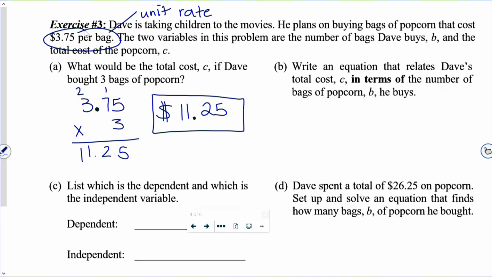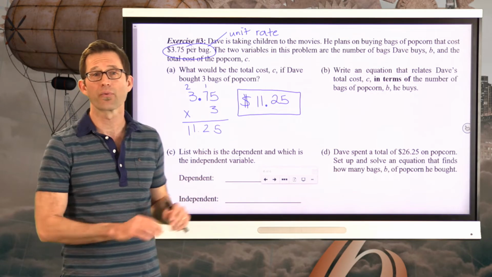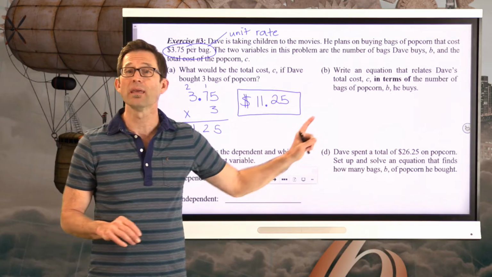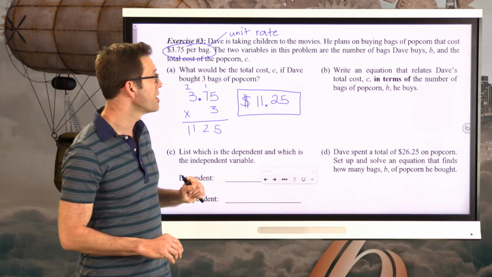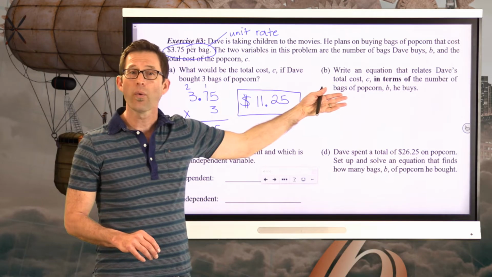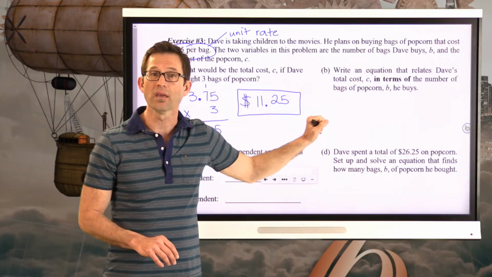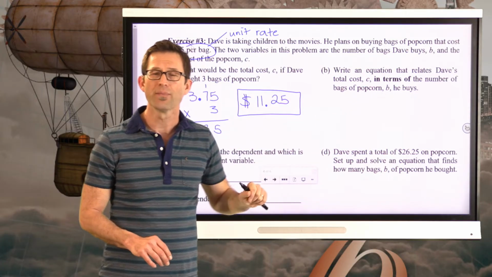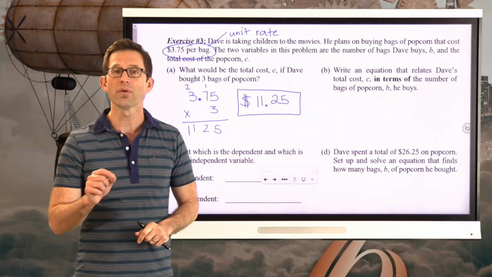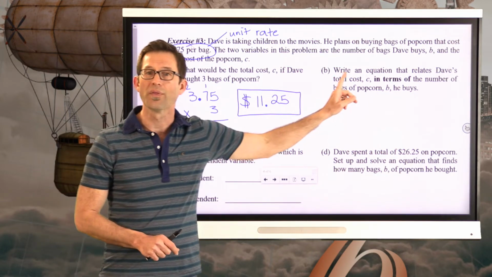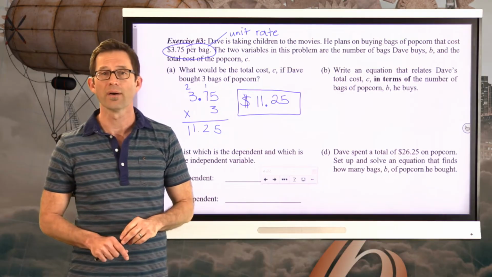Write an equation that relates Dave's total cost, C, in terms of the number of bags of popcorn, B, that he buys. So now, forget about him buying three bags, right? Now let's just say he buys B number of bags, right? The question then becomes, what equation will relate his cost, C, to the number of bags, B? Well, take a look at this, and see if you can figure out how to extend this with C and B. Pause the video now.